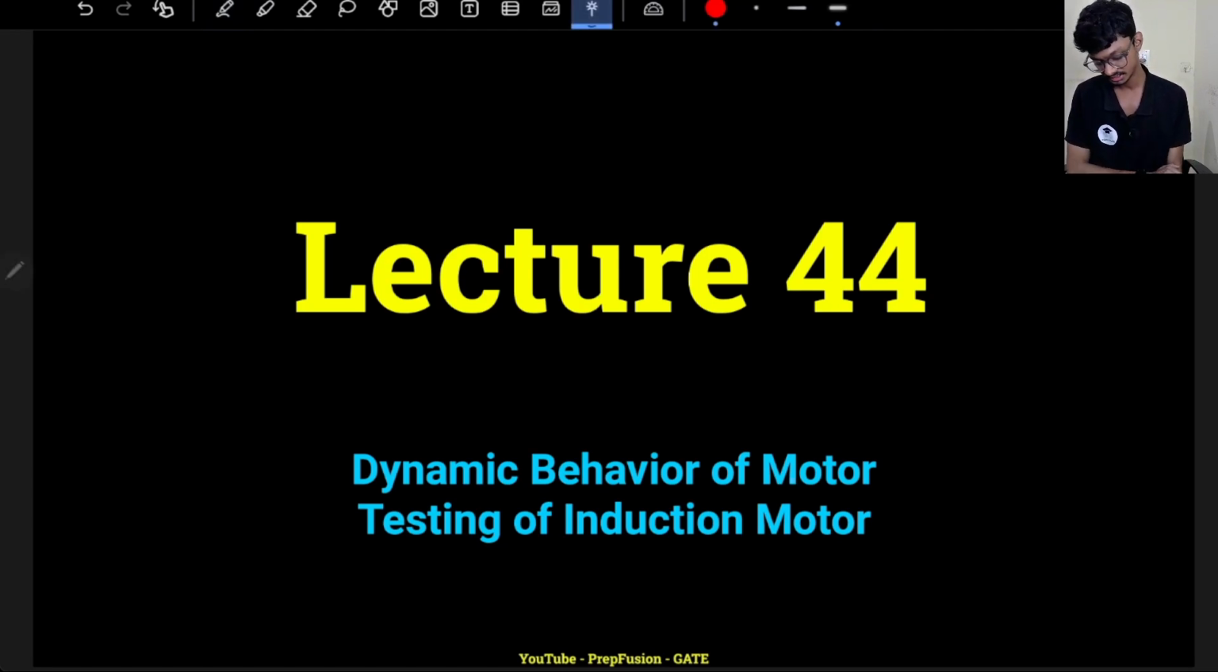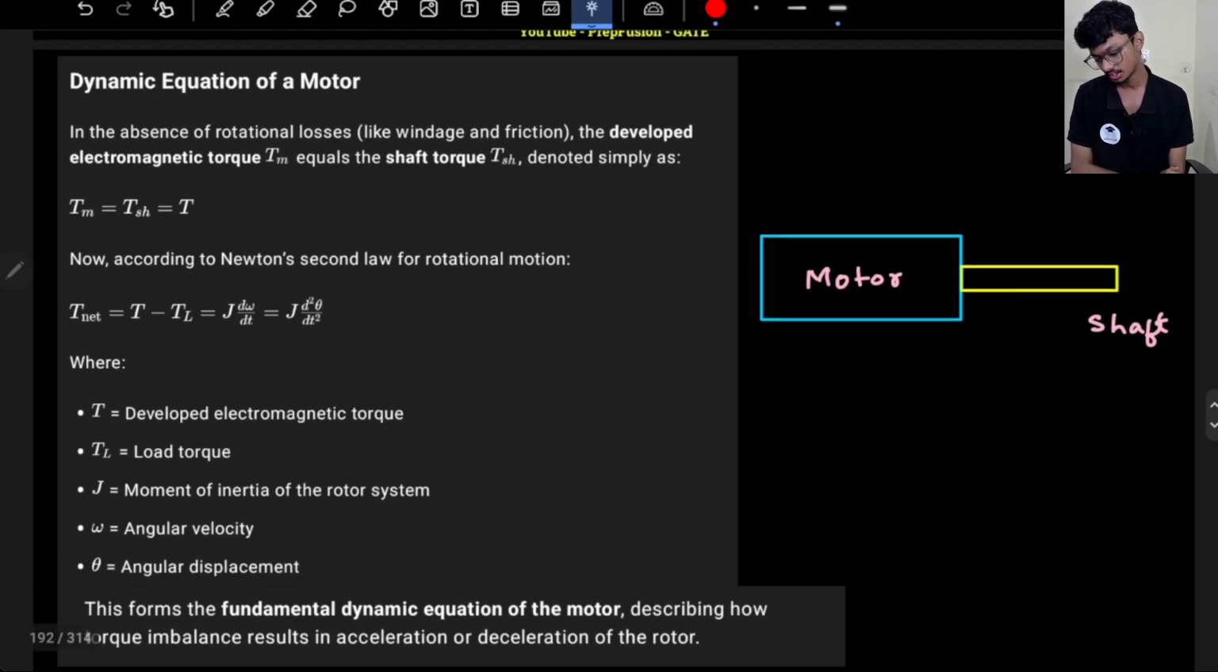So we will be discussing the dynamic behavior of an induction motor and also the testing of induction motors. What are the different tests that are performed on induction motors? First thing is, what do we mean by dynamic behavior?